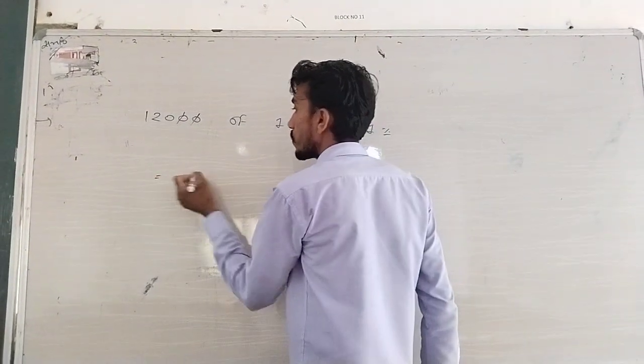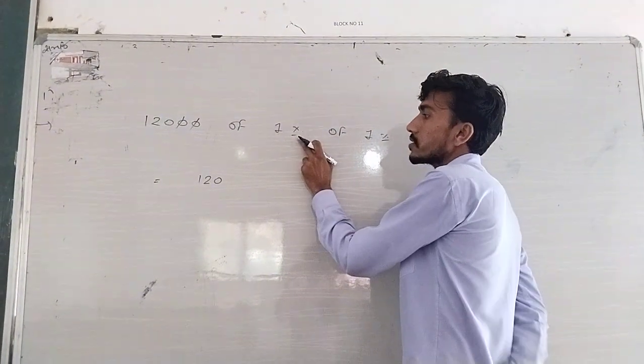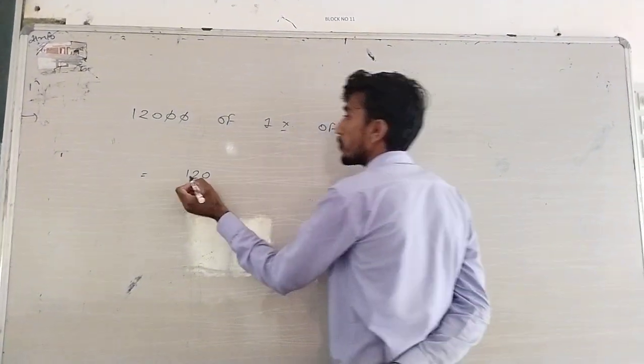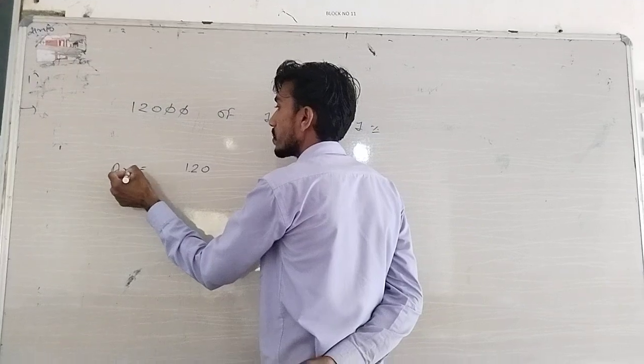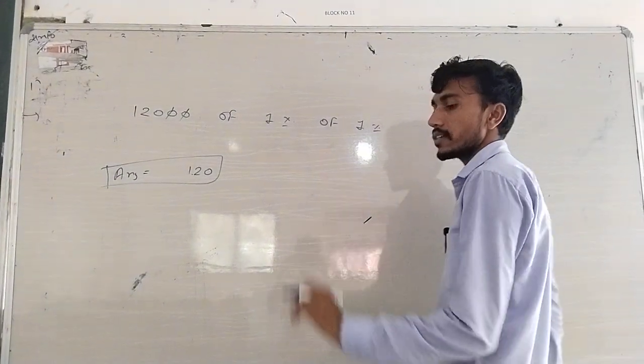So I write first of all 120. So there is a 20. So I put the point on. The answer is 1.20. Okay, I write a second example.